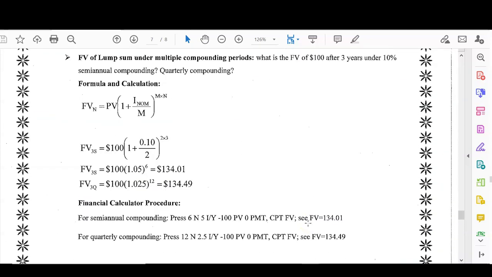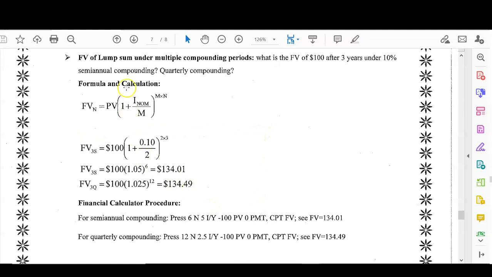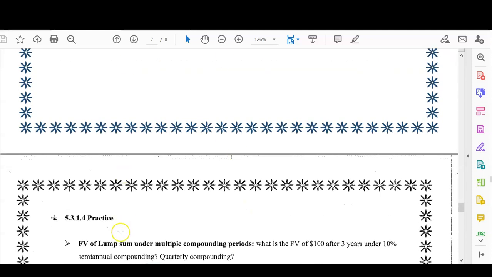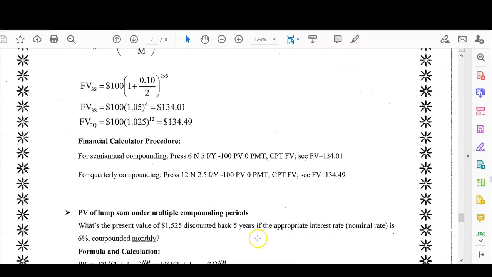If you want to do more practice, you can come to the next few pages here. We have a practice question of future value of lump sum under multiple compounding periods. We have the solution using formula and calculator. After you go over the notes, please look at these practice questions without looking at the answers first. Work on these questions on your own, and then you can check your work by looking at the answers here.